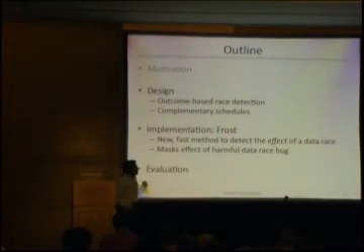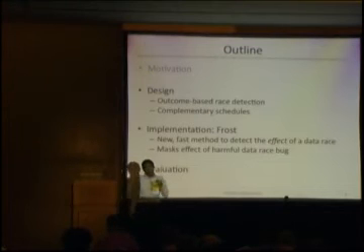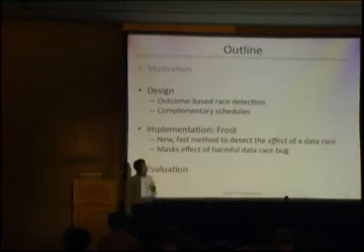In the rest of this talk, I'm going to describe how we achieve our two goals with two new techniques. These techniques are outcome-based race detection and complementary schedules. We realized our ideas in the new system that we call Frost, which is a new and efficient way of detecting data races and surviving their harmful effects at runtime. I'm going to close off with an evaluation of our system.